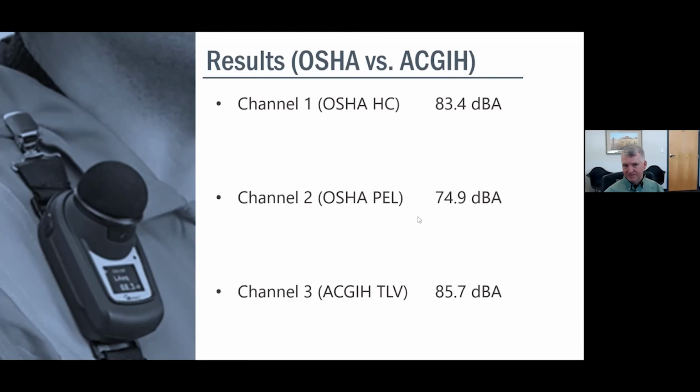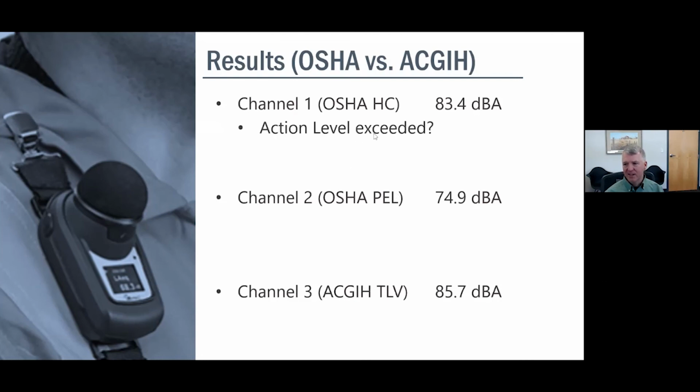And I've looked at literally thousands of noise results, and depending on what the noise levels are through the day, they'll always be in this order. This is the biggest number, this is going to be next, and then this one's the lowest. But usually from the OSHA hearing conservation with a 5 decibel exchange rate to the TLV with a 3 decibel exchange rate, it's usually at least 2, and sometimes 5 or 6 decibels difference.